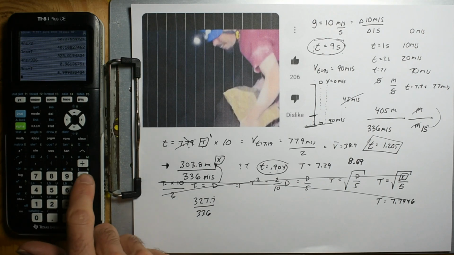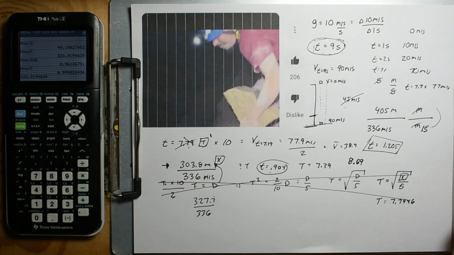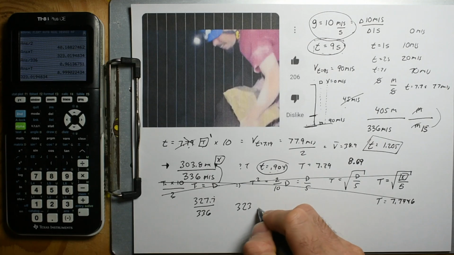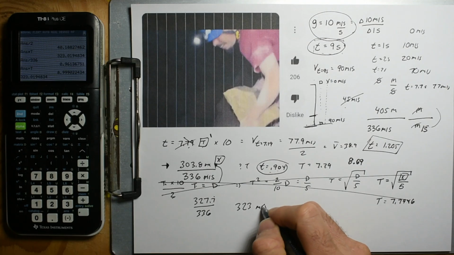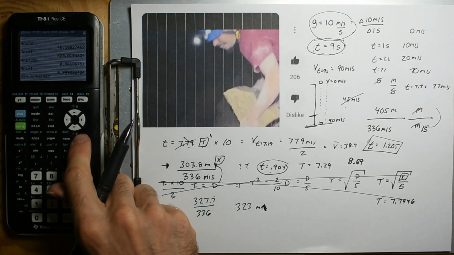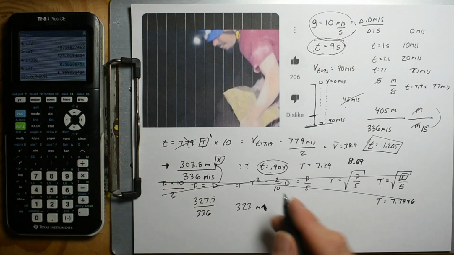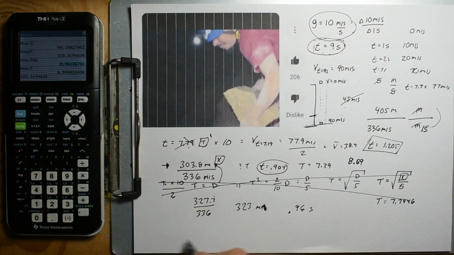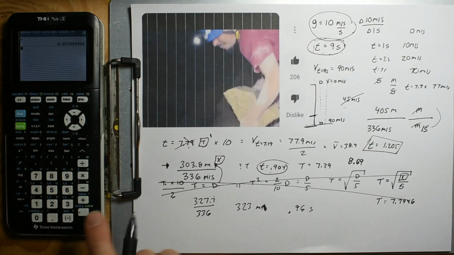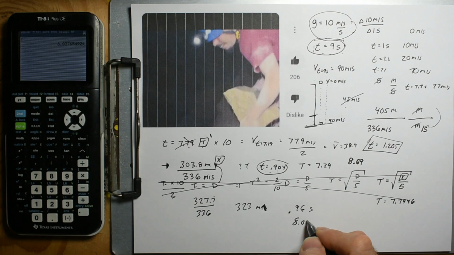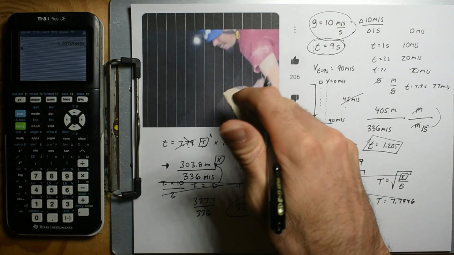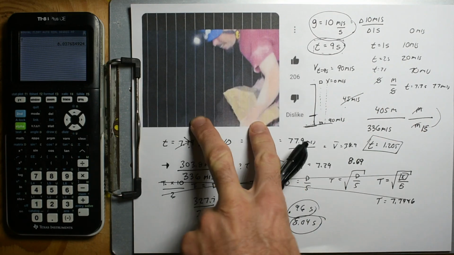So now I'm going to say the distance this thing falls under a gravity of 10 is 323 meters. And then the time that it takes the sound to travel back up is 0.96 seconds. And the time of free fall is 8.04 seconds. So there we go. Those are kind of the numbers. Hell yeah.